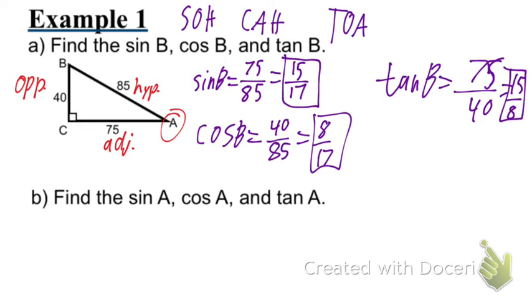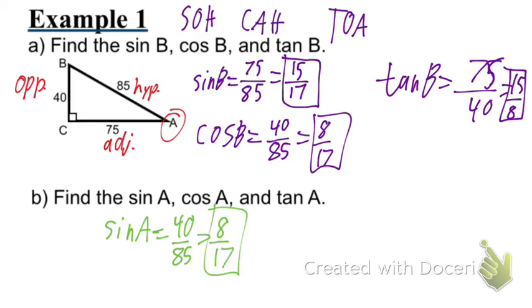So sine of angle A was equal to blank over blank to start. Very good, Presley. 40 over 85, which then reduced to 8 over 17. What do we notice about the sine of angle A compared to something for angle B? Did anyone notice? It's the same as cosine of angle B, isn't it?